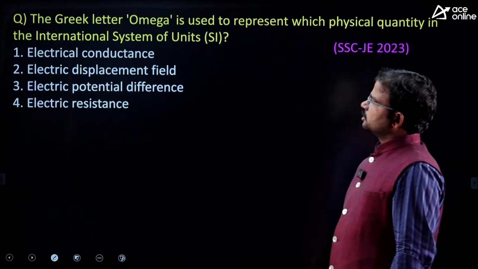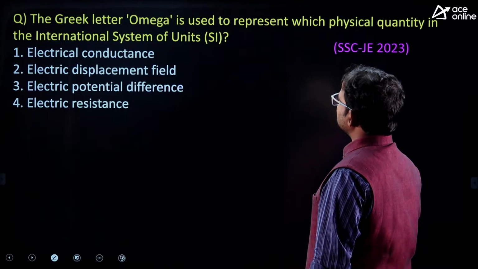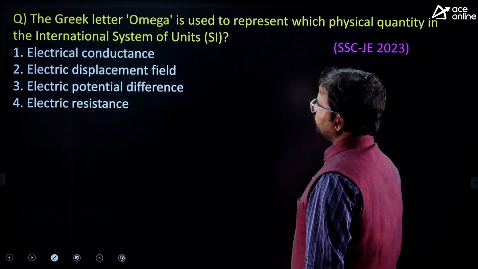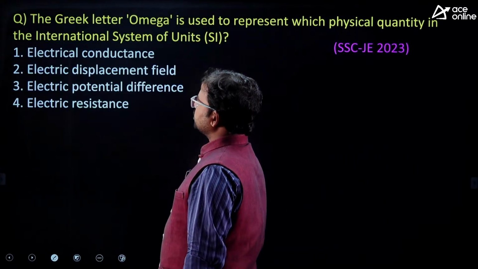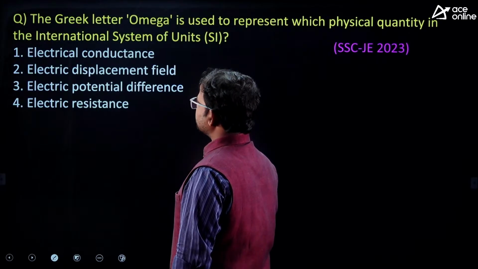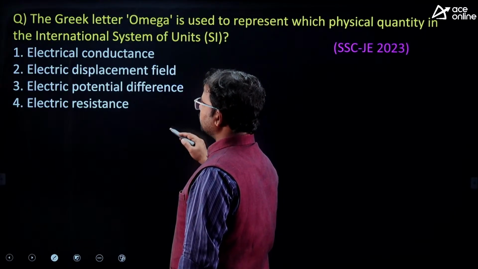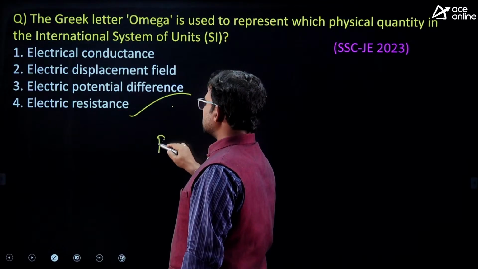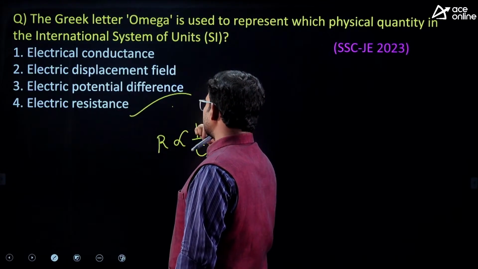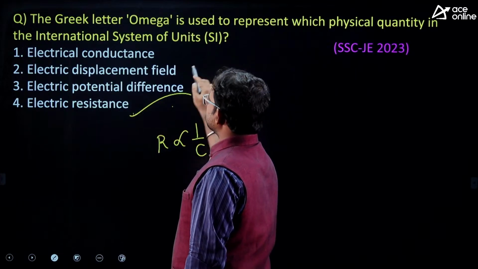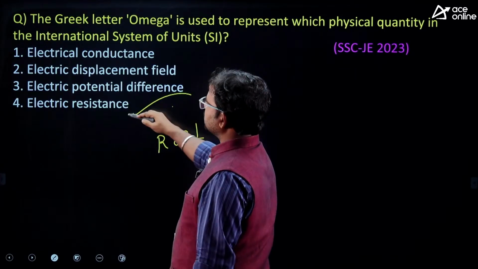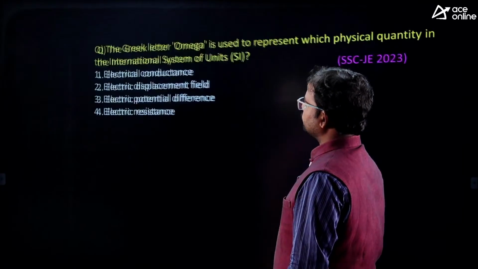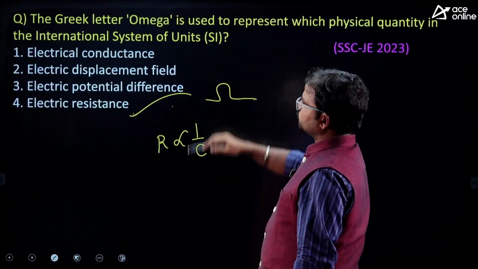Next, the Greek letter omega is used to represent which physical quantity in the international system of units? Here they mention conductance, electric displacement field, electric potential difference, and electric resistance. Resistance R is inversely proportional to conductance, and the unit of resistance is omega. So option 4 is considered the correct one.